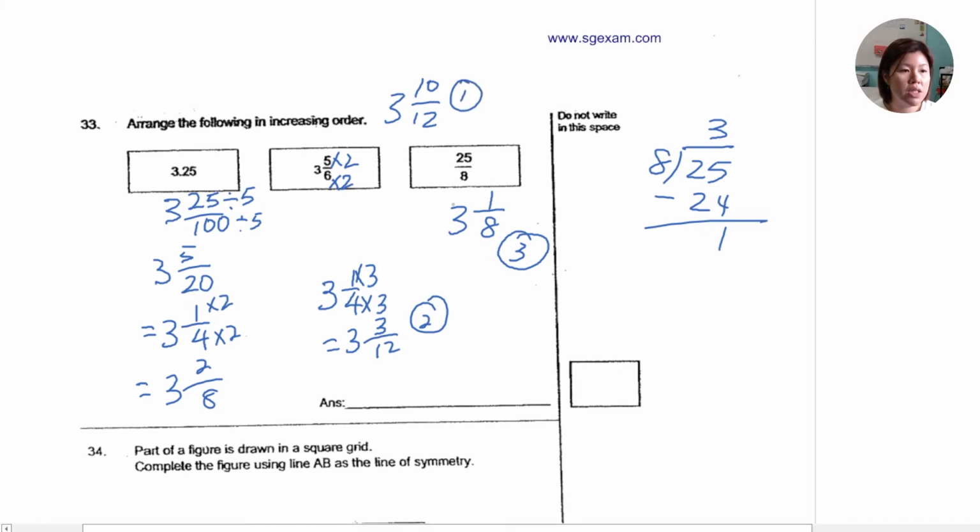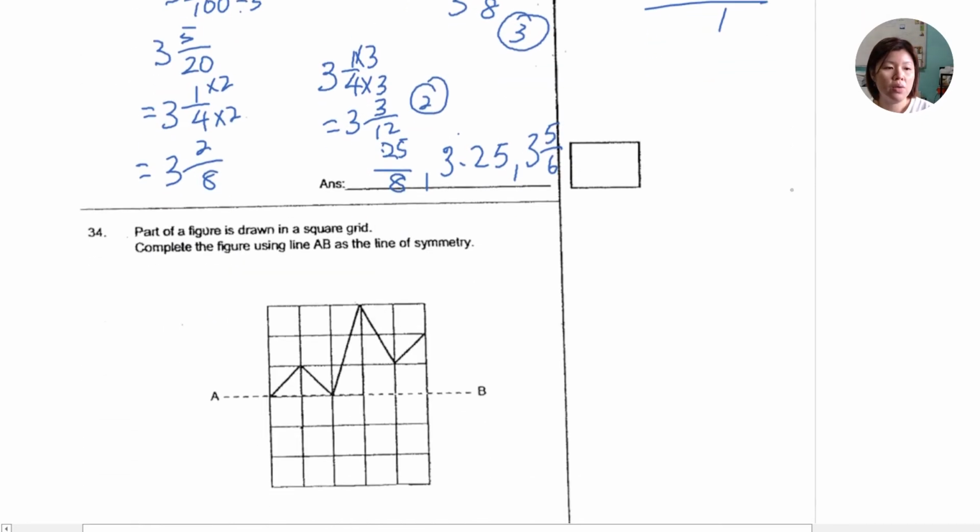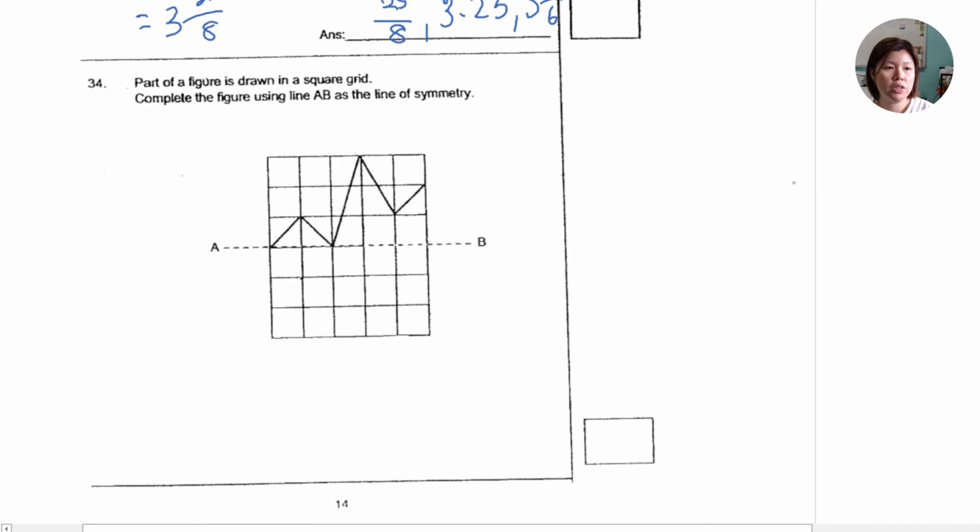Okay. So increasing order means smallest to biggest. Smallest, we have to put back the original. We change it to make sure our calculation is accurate. So the next one is 3.25 and the next one is 3 and 5 over 6. Okay, let's move to the next question.